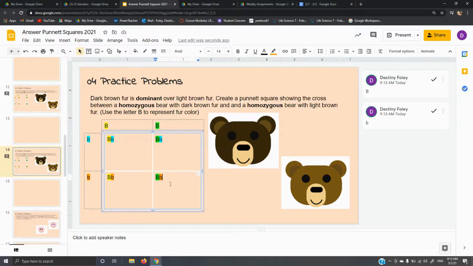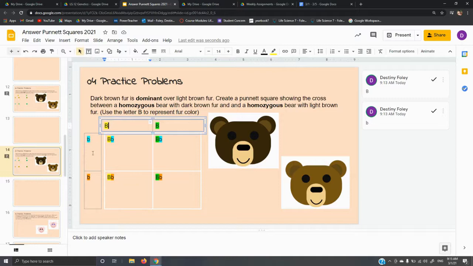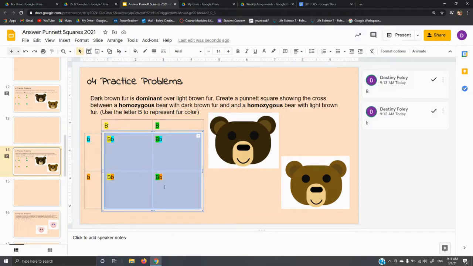Just like this. So what this means is that if you're going to cross two homozygous individuals, one that has a dominant phenotype and one that has a recessive phenotype, all of the offspring, so 100% of the offspring, are going to have dark brown fur, and they're going to be heterozygous. Heterozygous, meaning they're going to have different alleles.